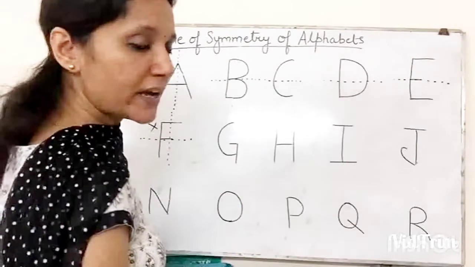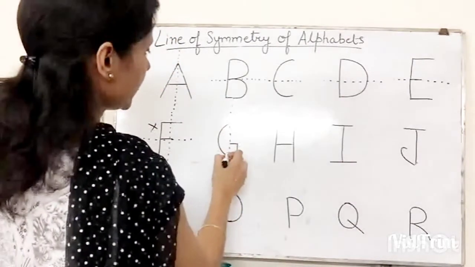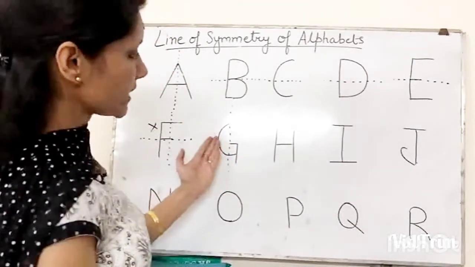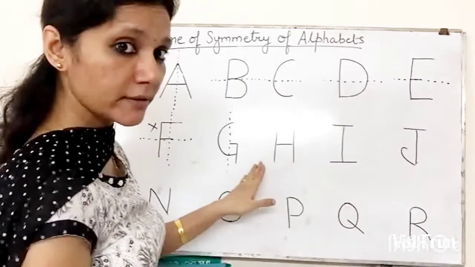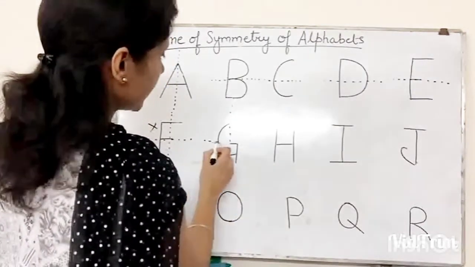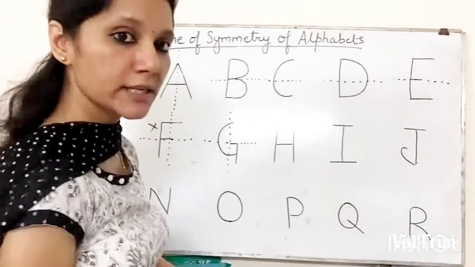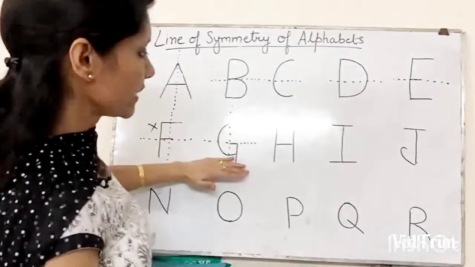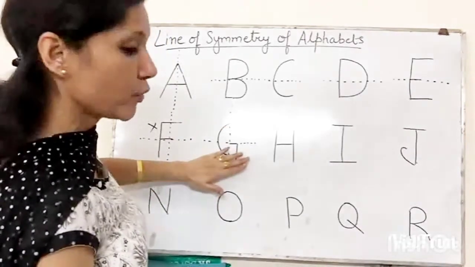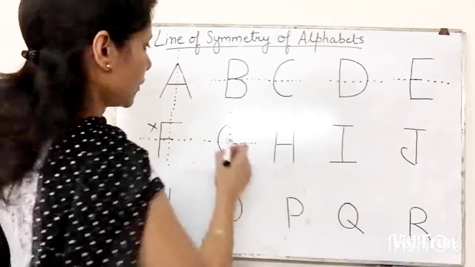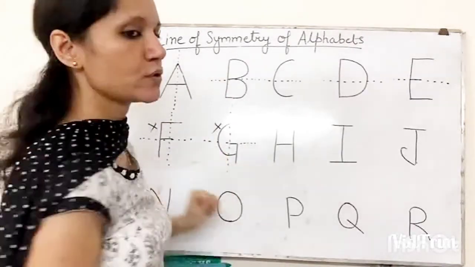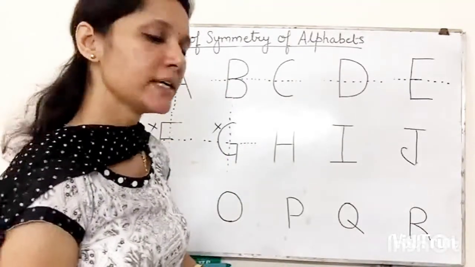Again, in case of alphabet G, vertical line of symmetry, whatever is present on the left is the same present on the right? No. If I take a horizontal line of symmetry, again whatever is present at the bottom is not present in the top. So again this also does not possess a line of symmetry.